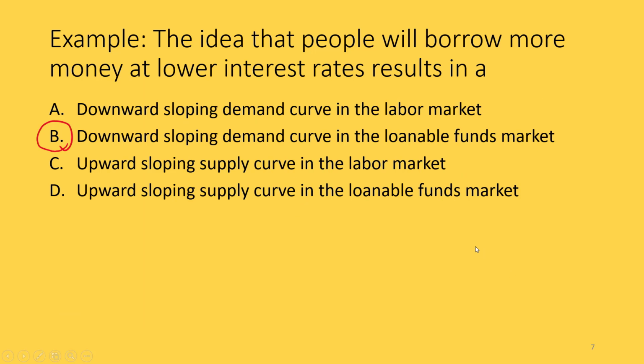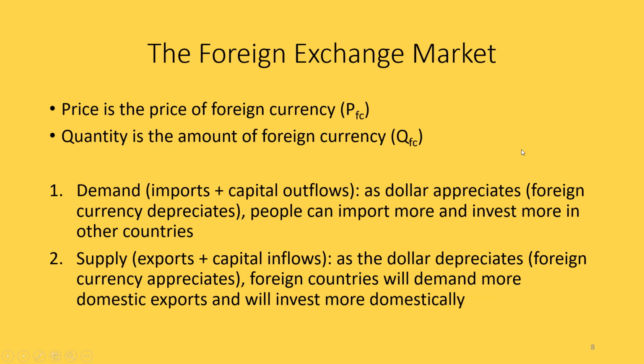So let's continue on. The market that gives people, I think, the most trouble is the foreign exchange market. So remember that the price in the foreign exchange market is the price of foreign currency, and the quantity in the foreign exchange market is the quantity of foreign currency. Remember that the demand curve represents imports plus capital outflows, right? Think about why we want foreign currency: to buy things from other countries, which is what we call imports, or to invest our money into other countries' banks and businesses, which is what we call capital outflows.